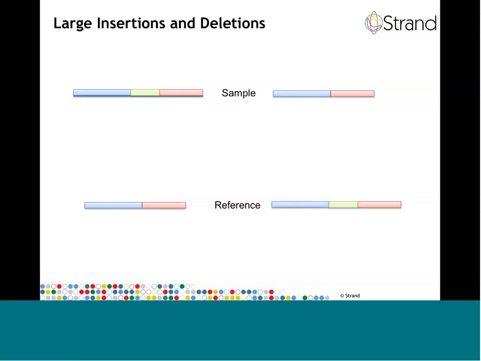So the colored blocks represent different locations in the chromosome or genome of a single sample compared to the reference sequence for the species shown below. The sample on the left can be seen as representing a large insertion when compared to the reference genome, and the sample on the right represents a large deletion when compared to the reference genome.